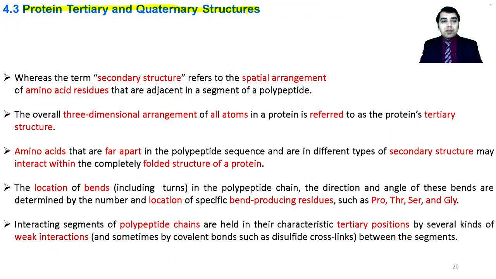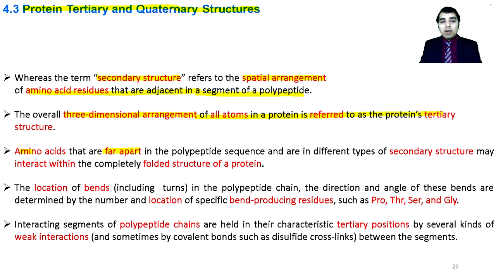Protein tertiary and quaternary structures. The protein secondary structure is that structure in which the spatial arrangement of all the amino acids found in the backbone is explained, while in the tertiary structure, the three-dimensional conformation of all the atoms that are present in the backbone and also in the side chains is explained.